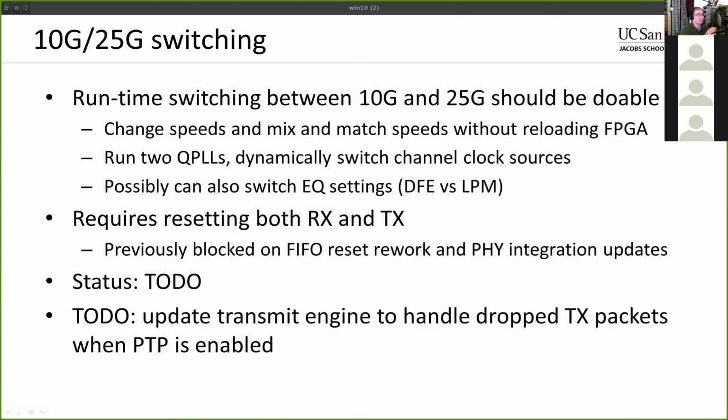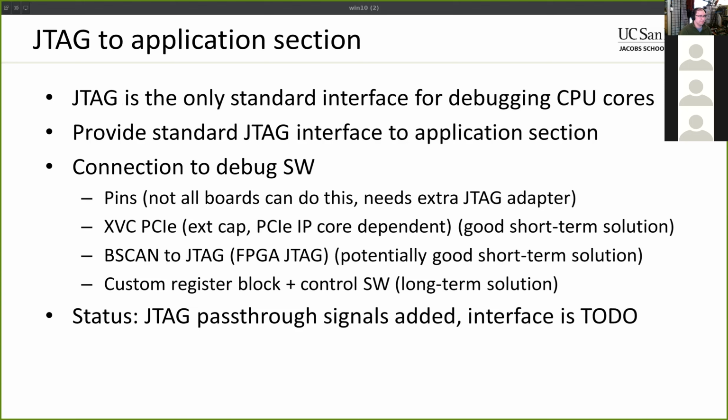Now, before we can integrate this into Corundum, there's a few things that need to be done. Namely, because we have to reset the transmit side as well as the receive side, we need to update the transmit engine components to handle dropped transmit packets. Because right now, if you reset it at the wrong time, it'll cause the whole design to hang, which is not great. And the other thing that we need to do is get the PHY control registers implemented, so we have a way from the driver to control the link rate.